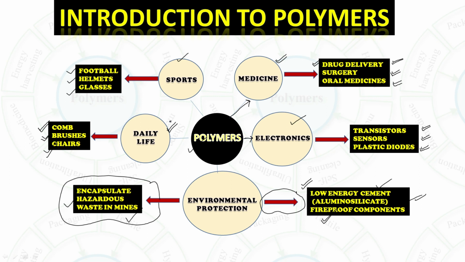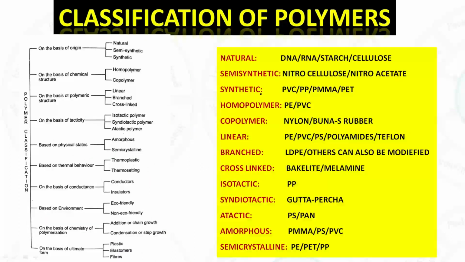Now moving to the next slide, you can see here the classification of the polymers. It is something very, very important, and you should know how we can classify these polymers. So here you can see the slide. First of all, this classification is based on the origin. Origin means from where we are getting the polymers. So first is the natural polymer, then the semi-synthetic polymer, and then the synthetic polymers. Natural polymers are those polymers which generally we find in nature.